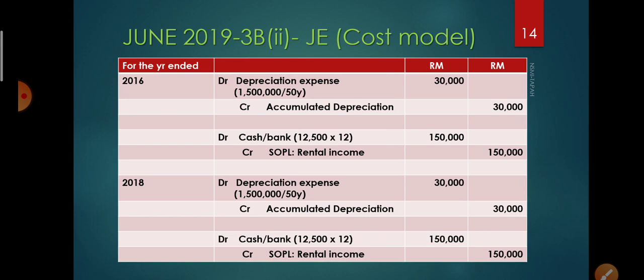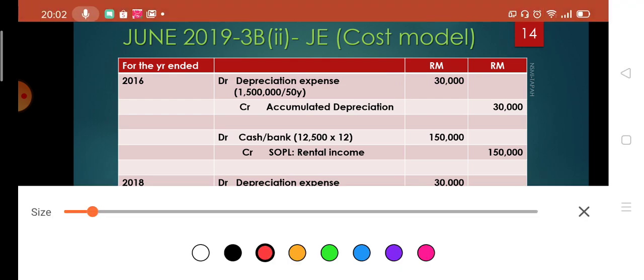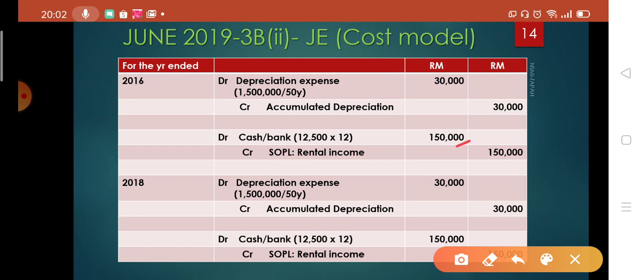Next, for the rental income, since your building has been rented out, right? So debit cash or bank, 12,500 is for monthly payment, so times 12, so 150,000. Alright, so 150,000. Credit SOPR rental income 150,000. Alright, next for 2018.